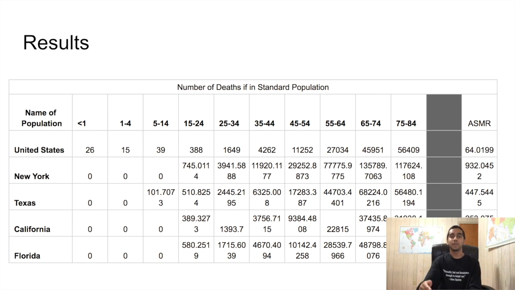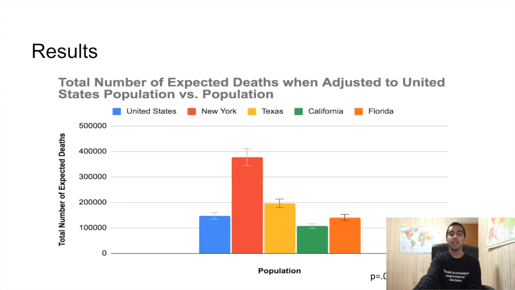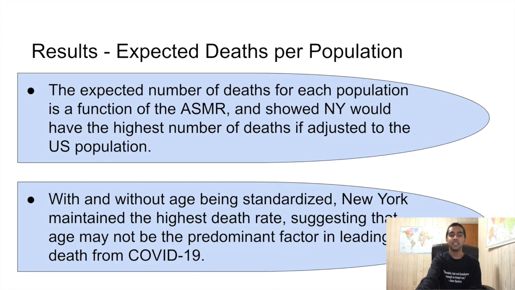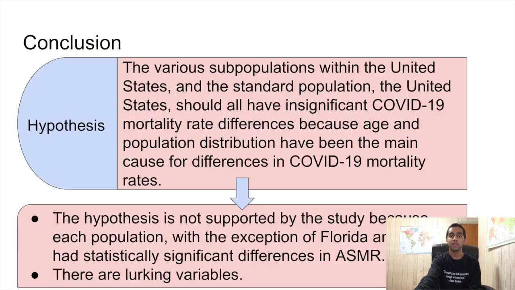Similar to the ASMR graph, this is the expected number of deaths graph for each population. In the graph, New York leads by far, which aligns with what we saw in the ASMR graph, showing that New York was most affected by non-age factors in causing deaths from COVID-19. The expected death calculations and models showed vastly different values and graphical trends, and therefore it can be inferred that other significant factors affecting death from COVID-19 must have occurred.